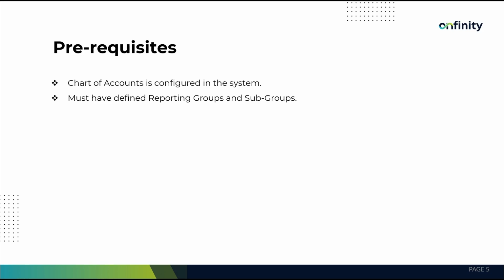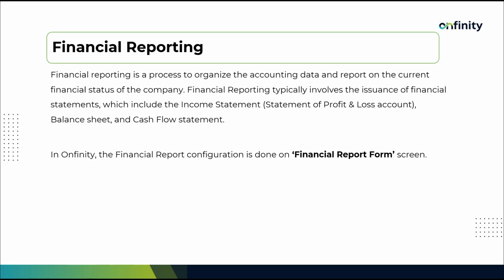The prerequisites for setting up financial reports are that the chart of accounts must already be configured in the system, and the reporting groups and subgroups must also be defined. Financial reporting is the process of organizing accounting data and reporting on the current financial status of the company. It typically involves issuing financial statements, which include the income statement, also known as the statement of profit and loss, the balance sheet, and the cash flow statement.